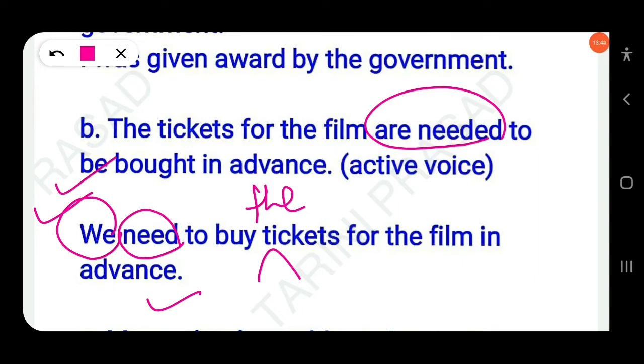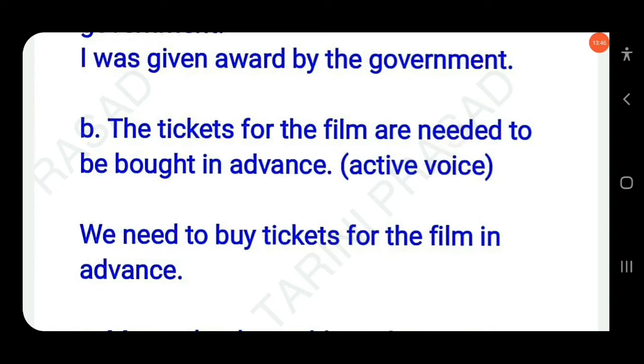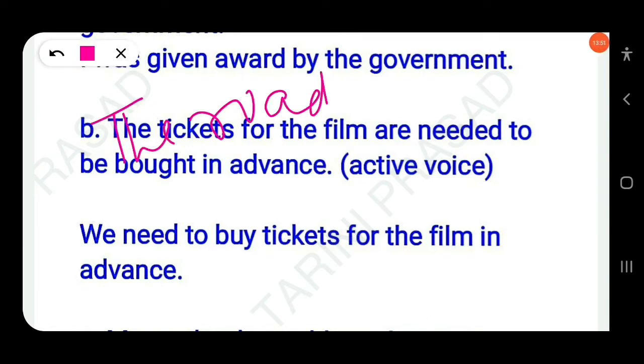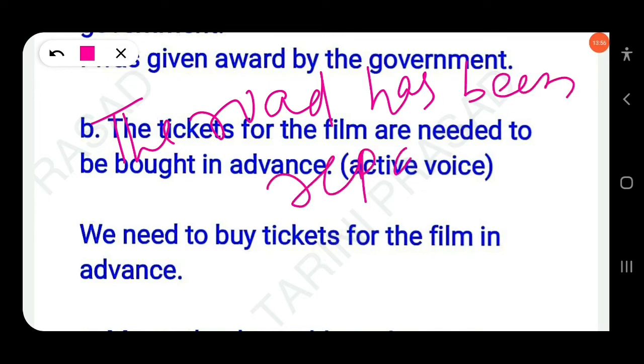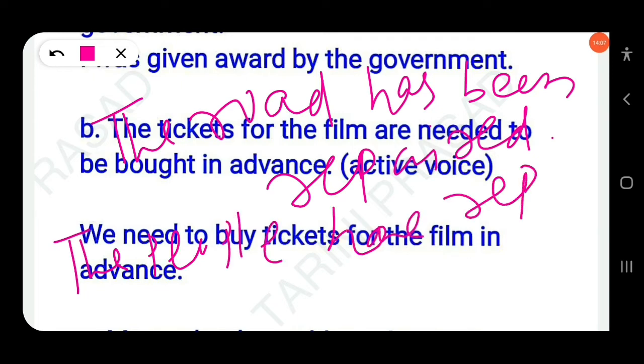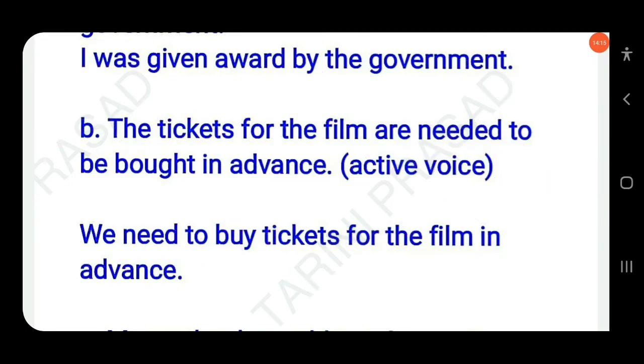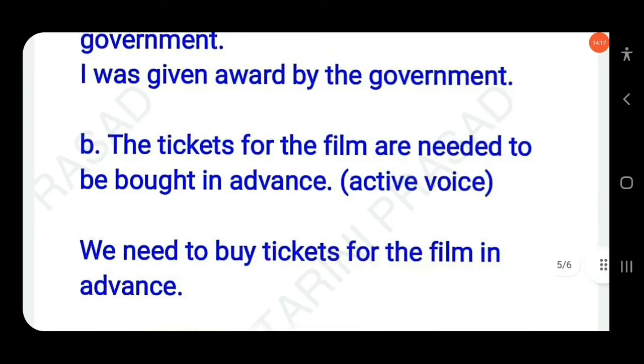Let's take another example: the road has been repaired. This is also agentless. So who repaired the road? You can also write here "the people" or "they". The people have repaired the road. This is the same as the question here, B, the tickets for the film. Clear? Then the next question.